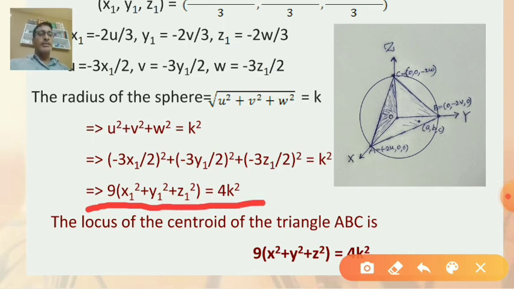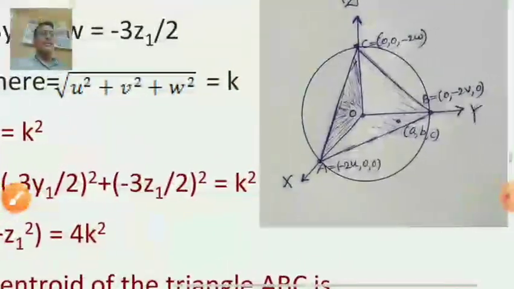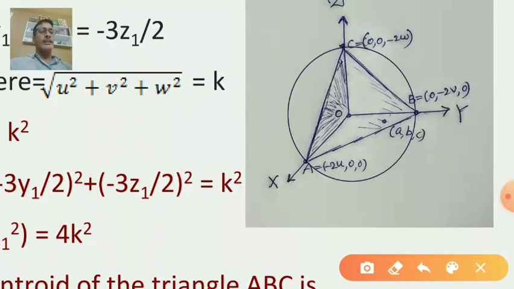So what is the x1 y1 z1 here? Here x1 y1 z1 is the centroid of the triangle ABC. You can see in the picture here, this is the triangle ABC, and here you can see this is the centroid of triangle ABC.